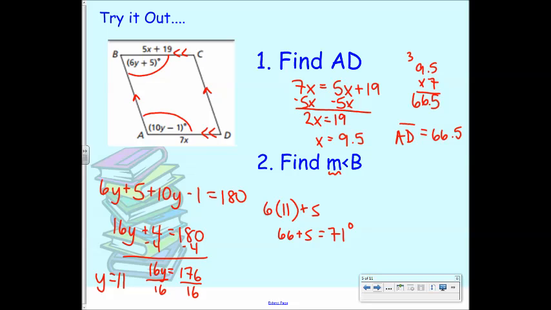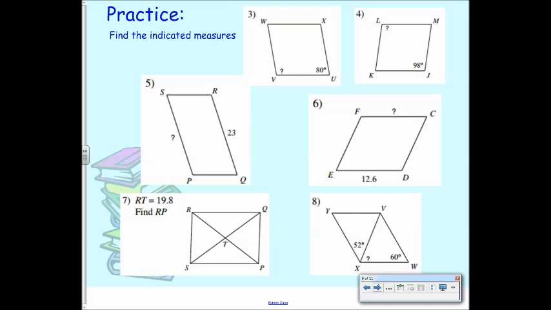Okay, so I want you guys to go ahead and do these practice problems at your board. Again, you're finding the indicated measures for 3, 4, 5, 6, 7, and 8. Keep in mind those 4 theorems we talked about. Some of these are very simplistic, some of these are a little bit more complicated, but make sure that you're really careful with what angles go with what and what bisect means. All right, so go ahead and do those 6 practice problems at your board.